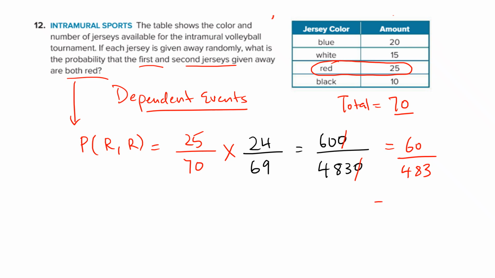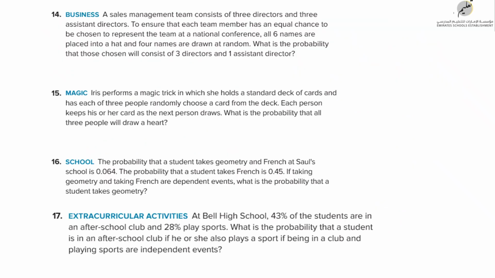So the decimal comes out to be 0.1242, and if I multiply by 100, the decimal moves to the right by 2 places, so 12.42%. So these are the chances in this question for randomly selecting jerseys both red in color. Okay, so let's do some more questions.